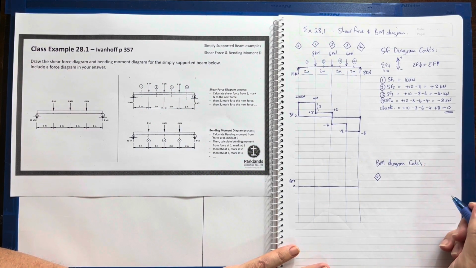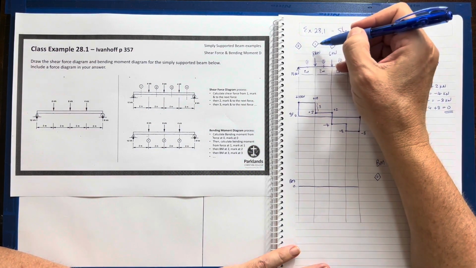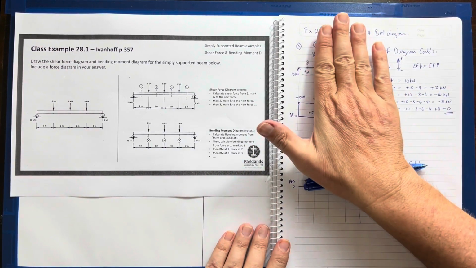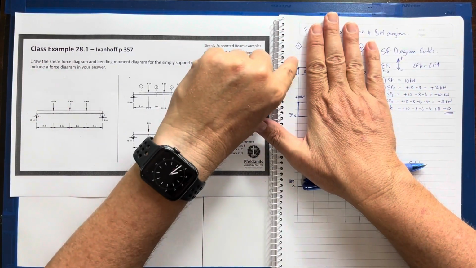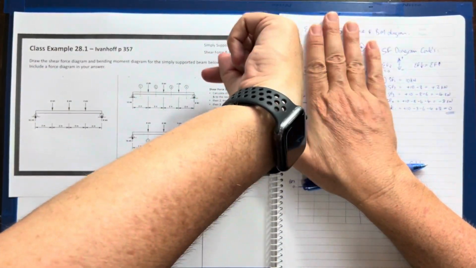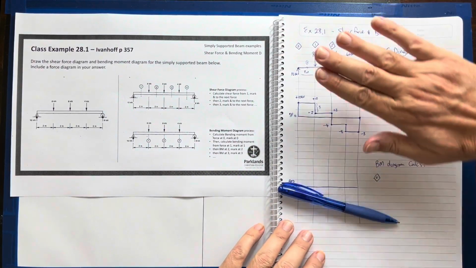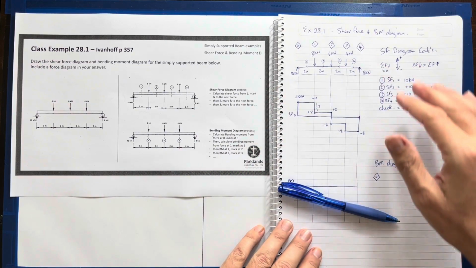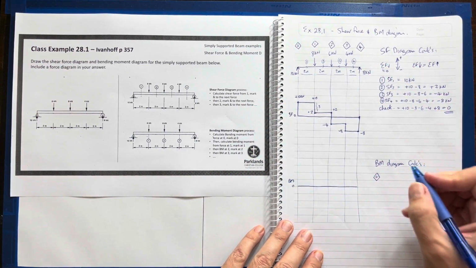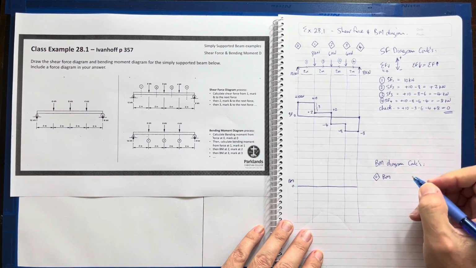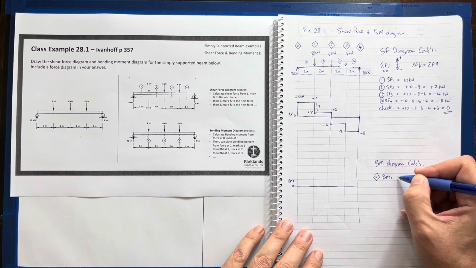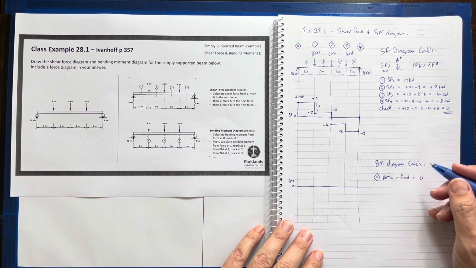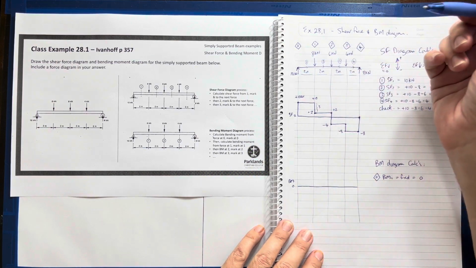I now do a moment at each of these points. And I start at the left and I ignore everything to the right. And I do a moment looking to the left only. If I do that, I have no distance. So straight away, my bending moment 0 is force times distance. My distance is effectively 0. It would be 10 times 0.